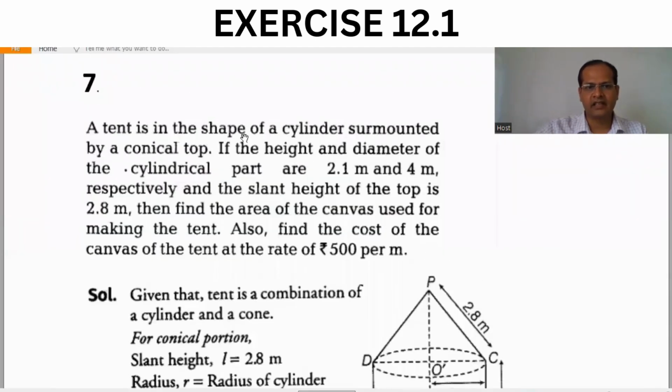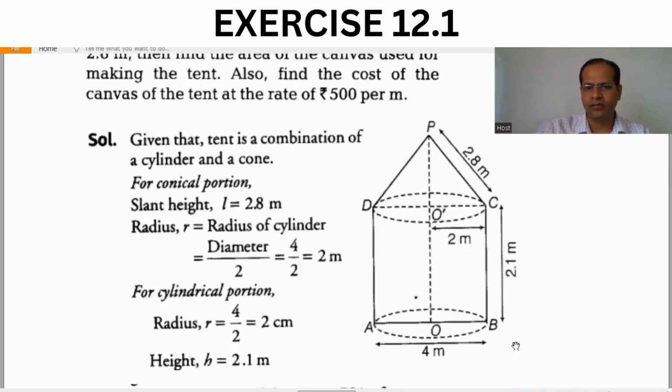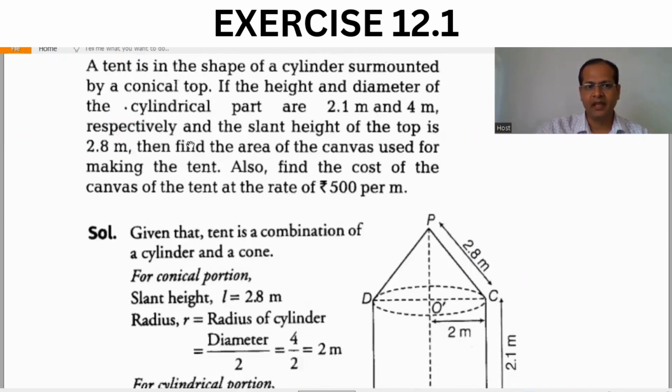A tent is in the shape of a cylinder surmounted by a conical top. The height and diameter of the cylinder part are 2.1 meter and 4 meter. From the figure, 2.1 and 4 meter are given, and the slant height of the top is 2.8 meter.